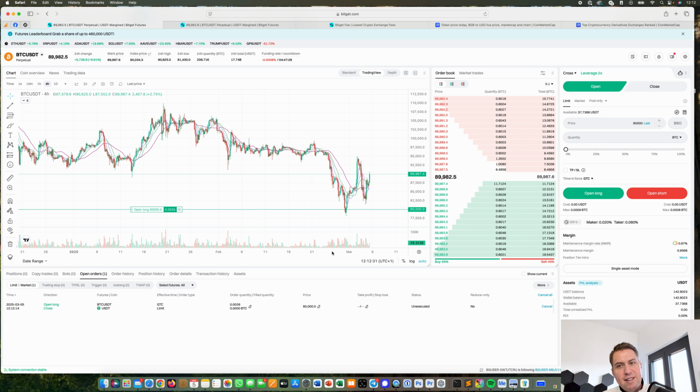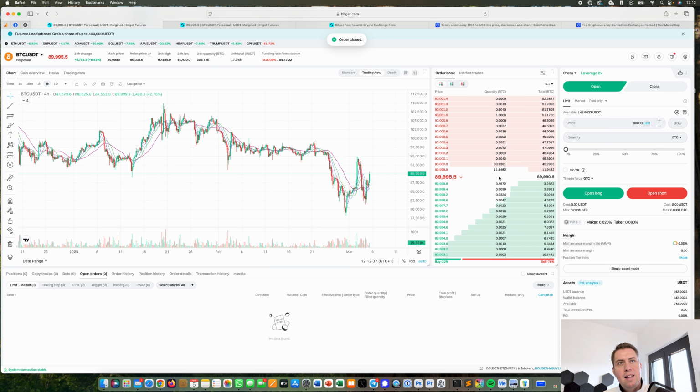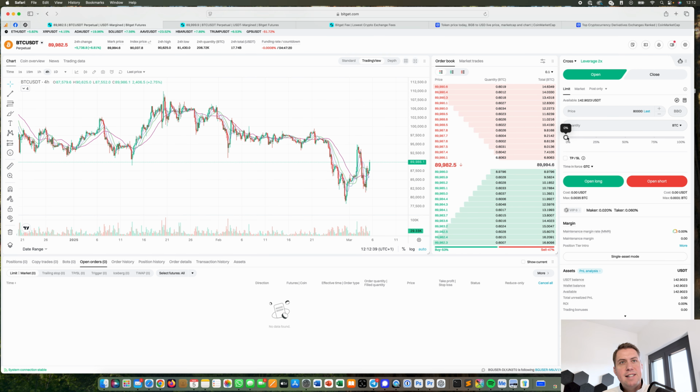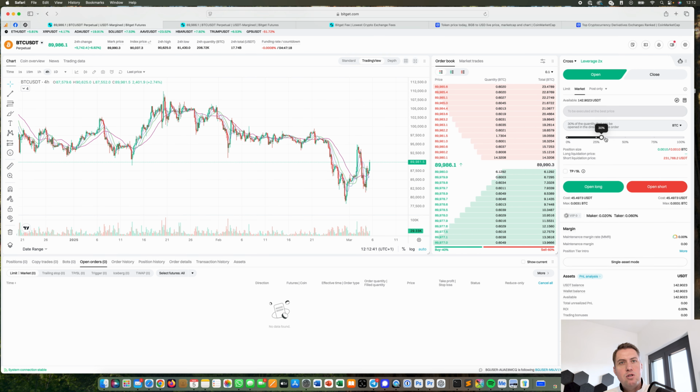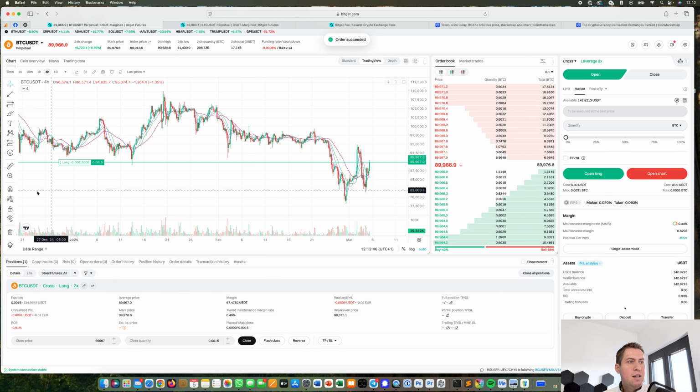And the order will basically stay there until the order gets filled or until you cancel it, like we do right now. And let's open a market order just to show you. Let's open a market order long here. And as you can see, we now have an open order or a position.